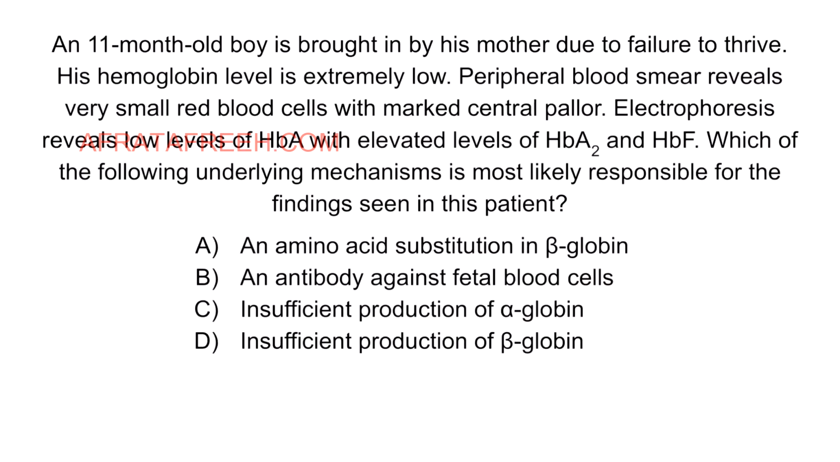A is incorrect because an amino acid substitution in beta globin occurs in sickle cell anemia, not thalassemia. Sickle cell anemia is also a normocytic anemia, not a microcytic anemia as described here. B is incorrect because an antibody against fetal blood cells describes hemolytic disease of the newborn. C is incorrect because insufficient production of alpha globin occurs in alpha thalassemia, and alpha thalassemias would not present with the electrophoresis described in the question. So again, the correct answer is D, and that concludes this section.